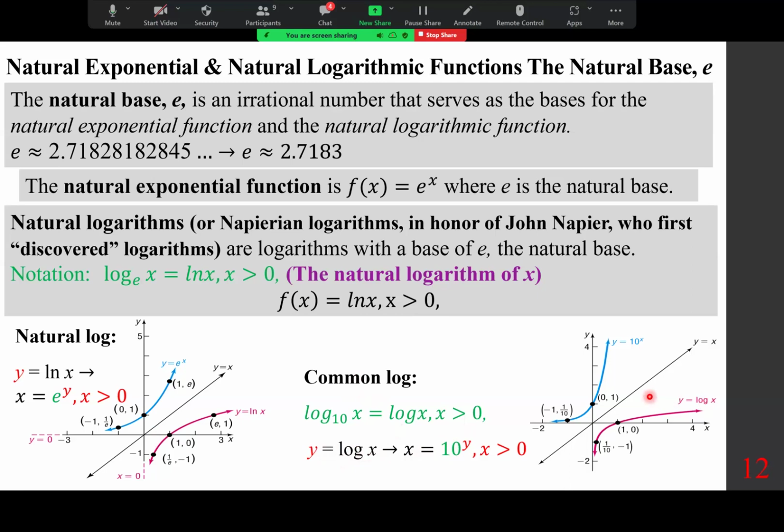So y equals log x and y equals 10 to the power of x are inverse functions and symmetric with respect to the line y equals x. So it's pretty straightforward, I hope, class. These are the two most important logs that we use, base e as well as base 10.